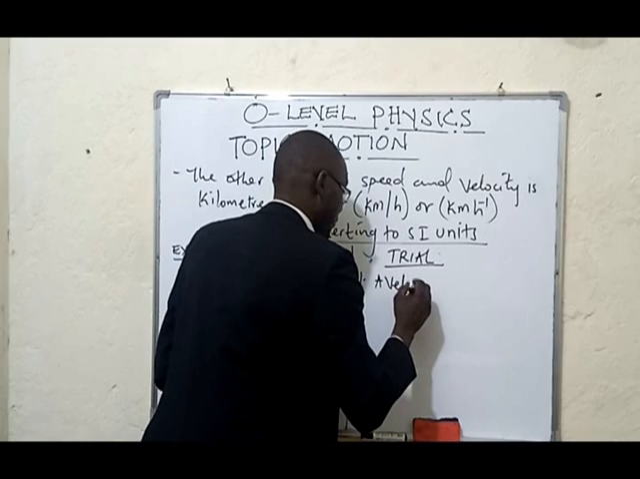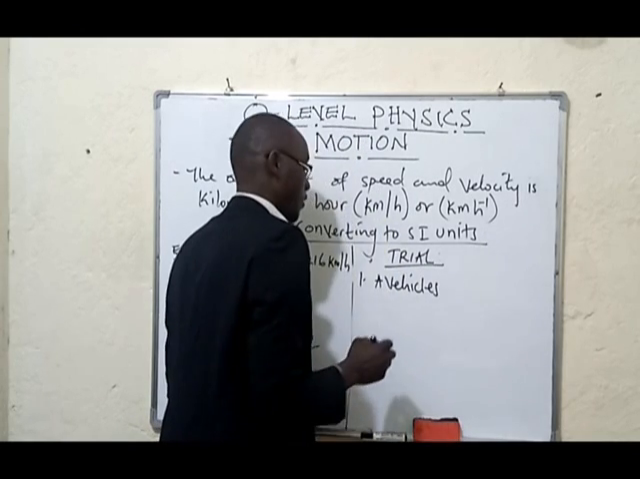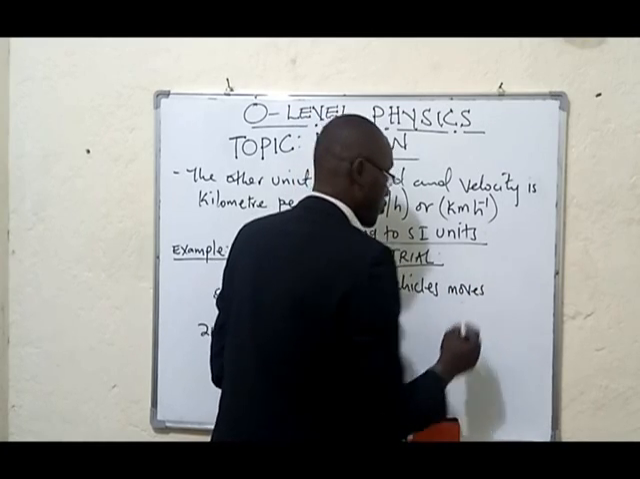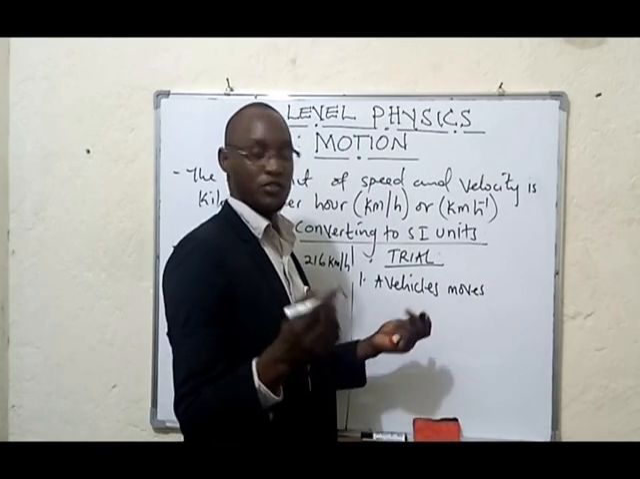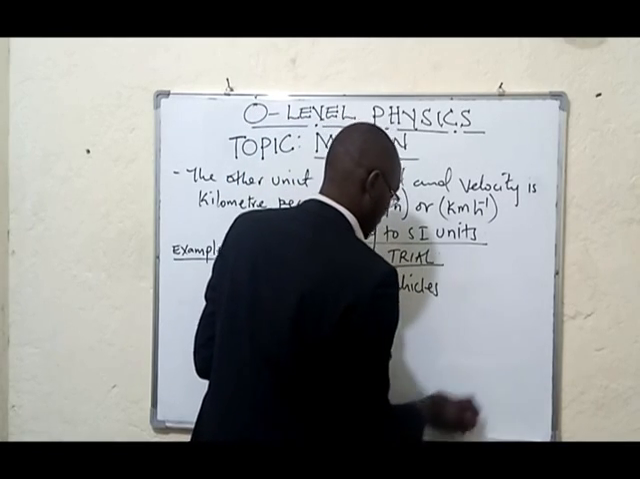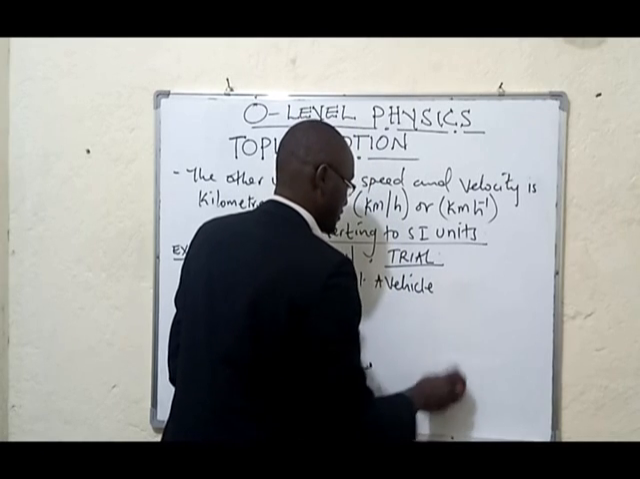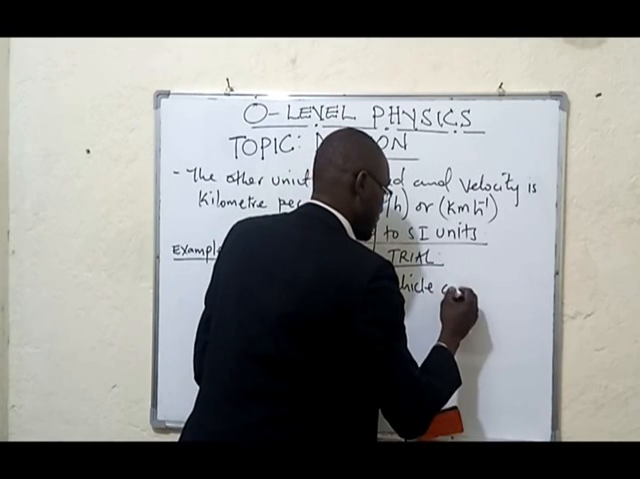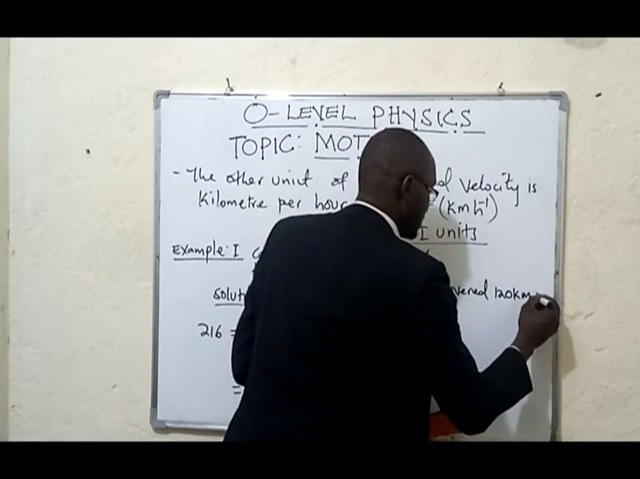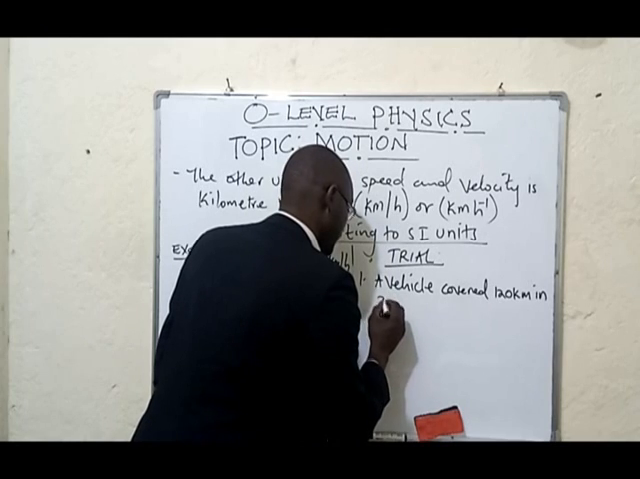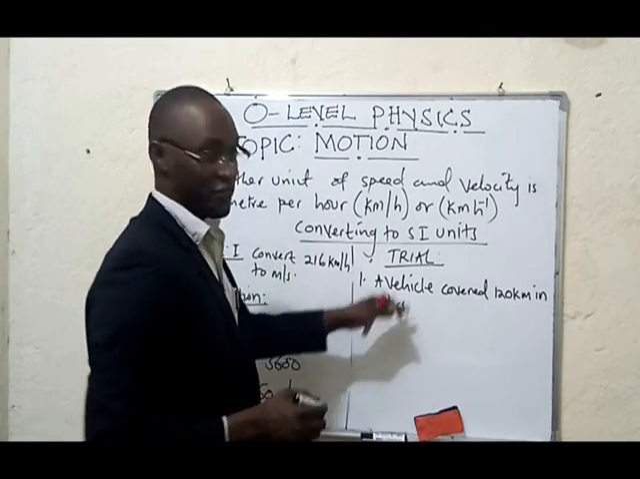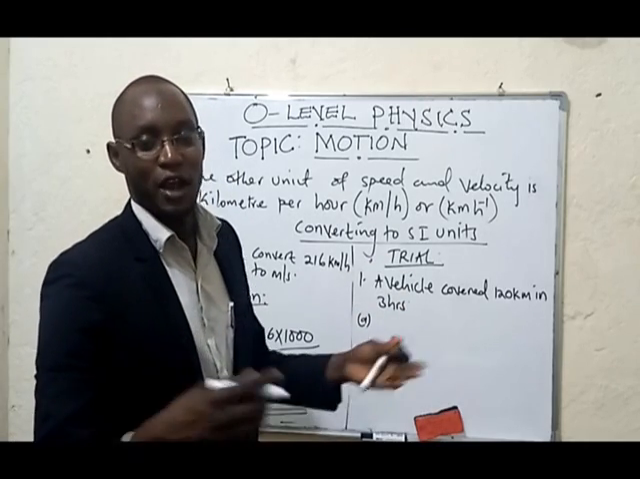A vehicle moves, or you can say it moved, or it travels, or it covered, but I think covered is very good. So a vehicle, not vehicles, but vehicle, covered 120 kilometers in 3 hours. So part A, average speed. What is the vehicle's average speed?